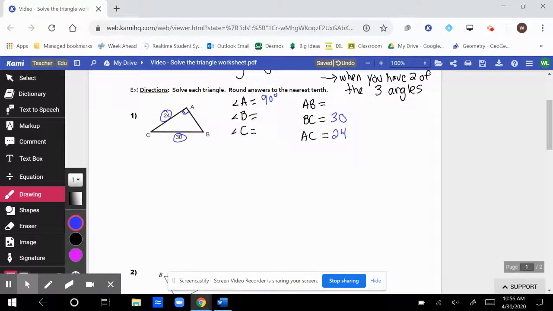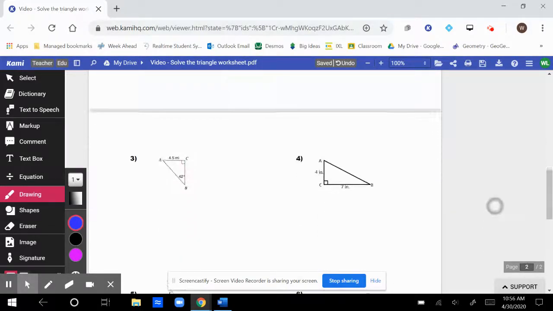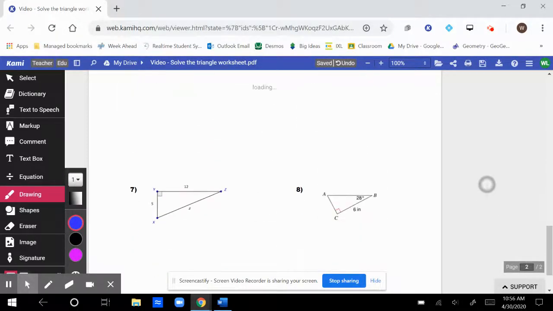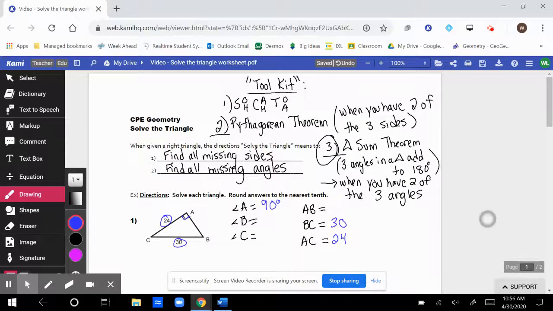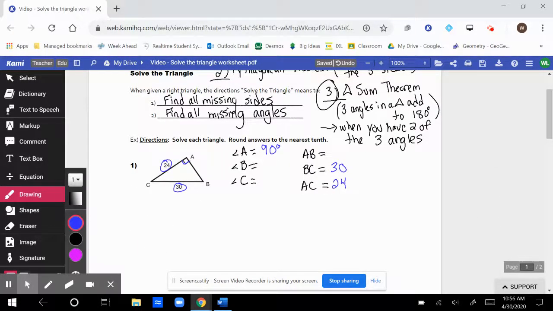It's also very important to notice that you're always going to have a right angle in these problems. I'm going to scroll through it here and you'll see they always have a right angle. Otherwise, we can't use SOHCAHTOA. The only reason we can use SOHCAHTOA is because it's a right triangle. So one of the things you'll be given will always be a 90-degree angle.